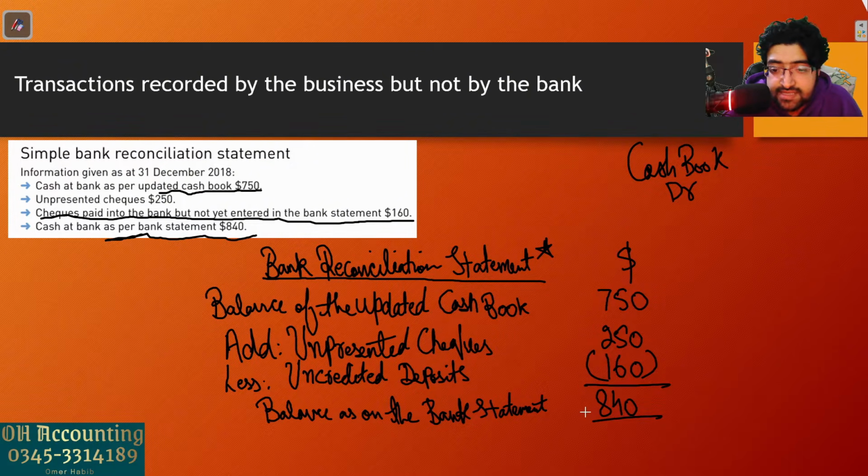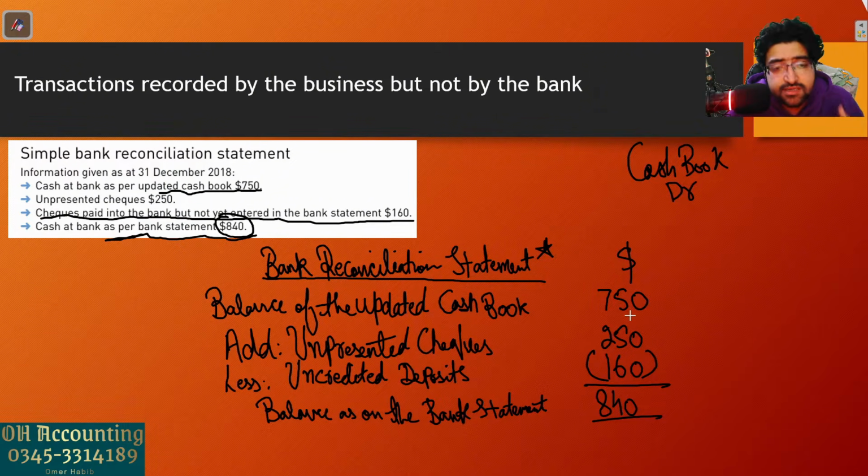And as you can see, the balance on the bank statement should be 840, and now we have also come to the same balance. We have explained the differences between the cash book and the bank statement and then come to the same balance. Now we know the reasons, right? So we are satisfied. We know that these checks are still unpresented and these are uncredited deposits, so they will be credited and deposited. We don't have to worry. The balances are fine in a way.